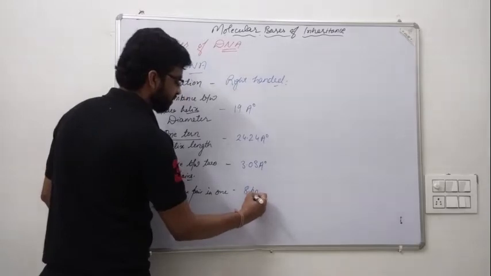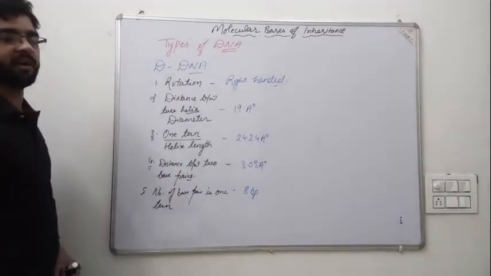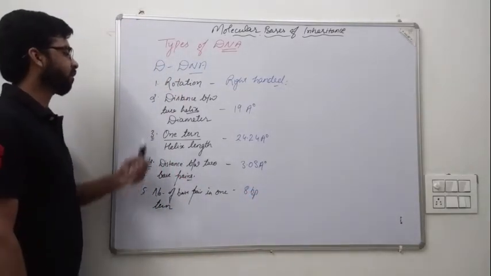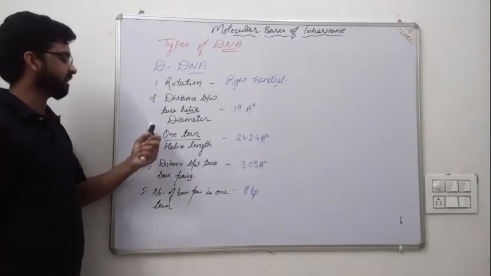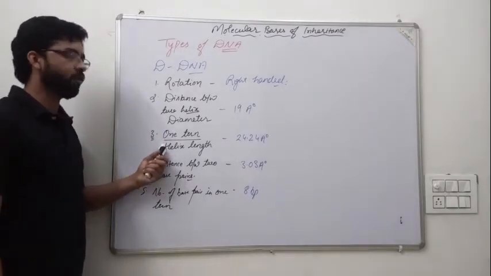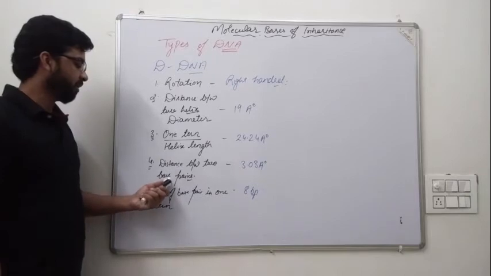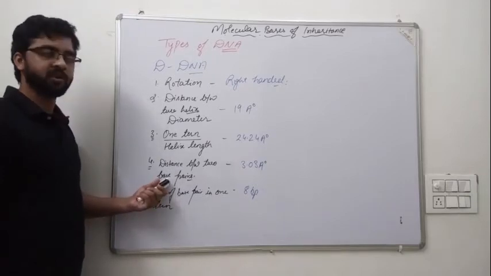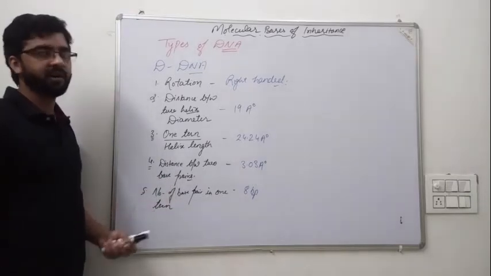8 base pairs. So again, right-handed rotation or right-handed DNA, diameter 19 angstrom, helix length 24.24 angstrom, base pairs 3.03, and one turn 8 base pairs.